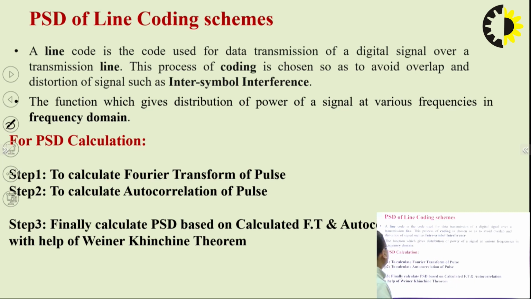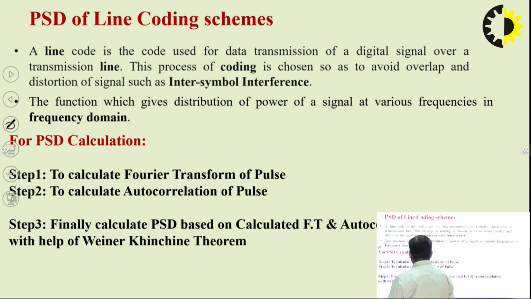So a line code is the code used for data transmission of a digital signal over a transmission line. The coding process is chosen to avoid overlap and distortion of signals such as ISI, inter-symbol interference. The function which gives the distribution of power of a signal at various frequencies, or along the spectrum of the signal in the frequency domain, is called the power spectrum. For calculating power spectral density there are some steps you have to keep in mind, then you can derive PSD for any line coding scheme as per these steps.